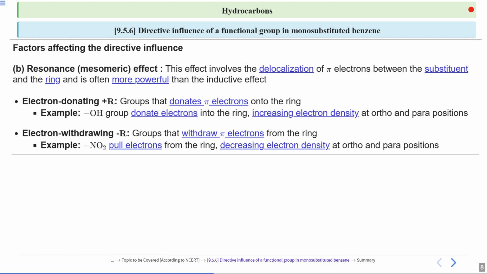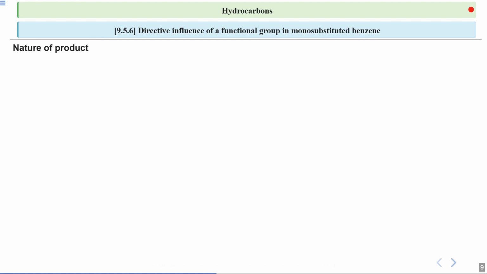So if you are considering your methyl group, which shows a plus I effect, and the OH group, which shows a plus R effect, OH will be more ring activating as compared to the methyl group, because OH is donating electrons through the resonance effect, which is more powerful in comparison to the electron donating effect of the methyl group. But this is not always the case. There can be cases when the inductive effect is more predominant than the resonance effect. We'll talk about them.